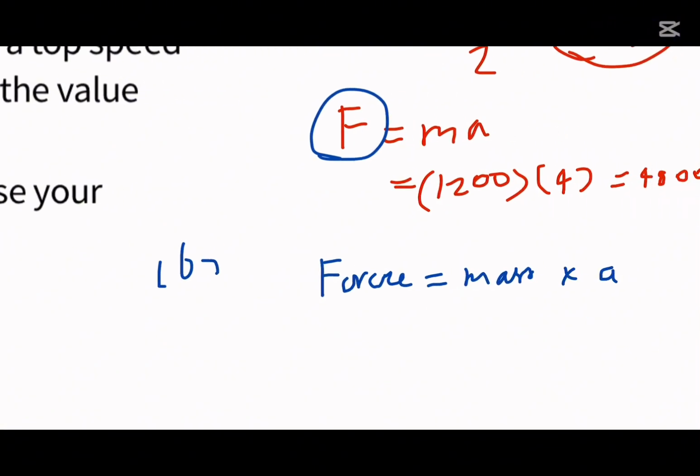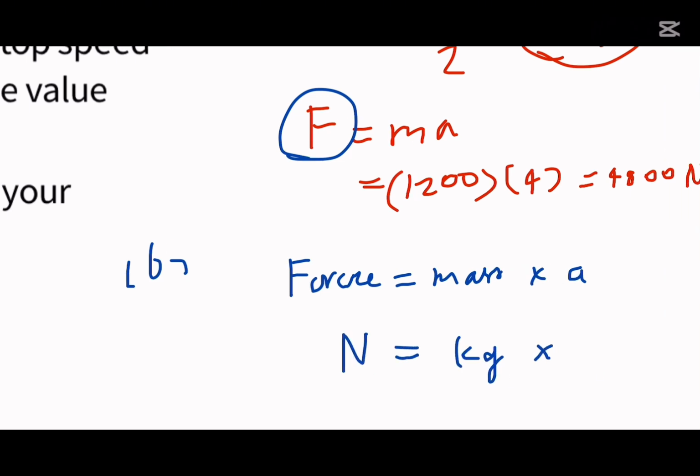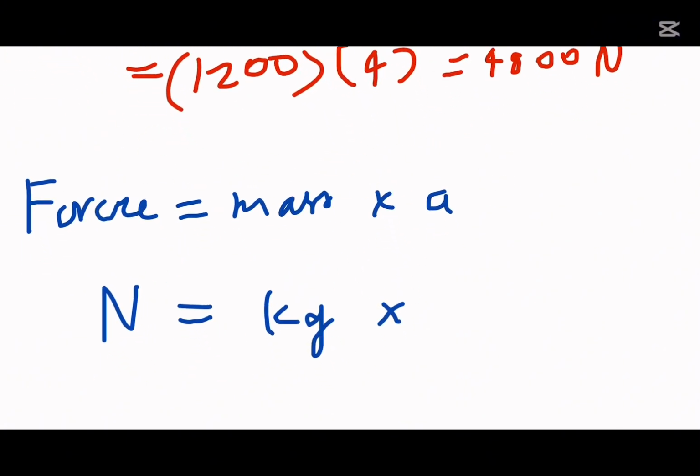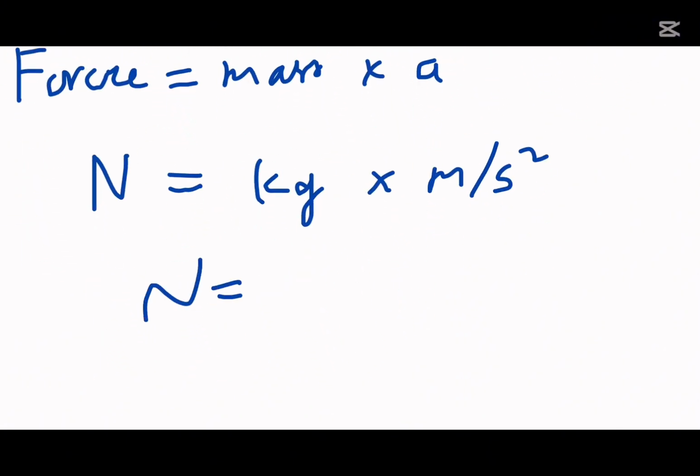So force is in newtons, mass is in kilograms as an SI unit, and the acceleration is in meters per second squared. So a newton will be equal to kilogram meter per second squared, kg m per second squared.